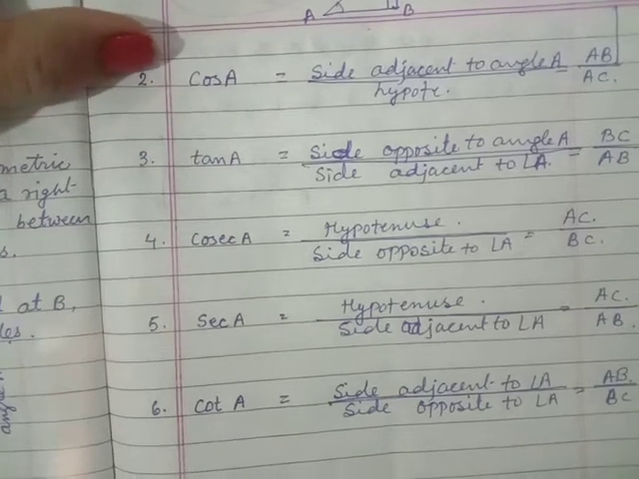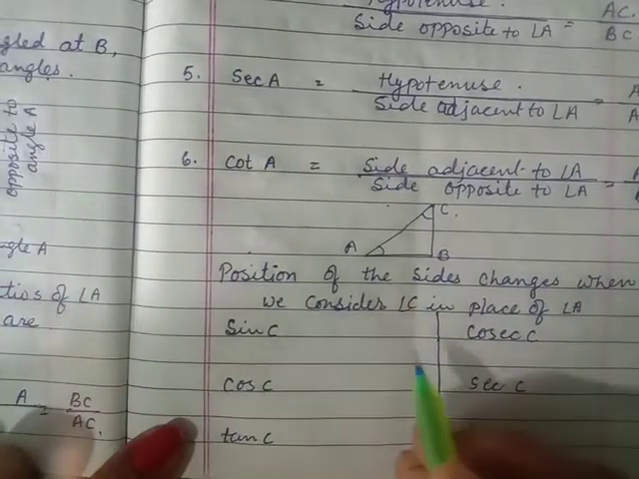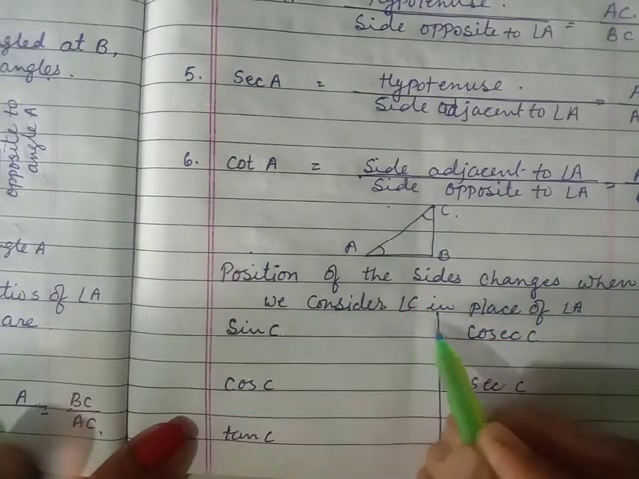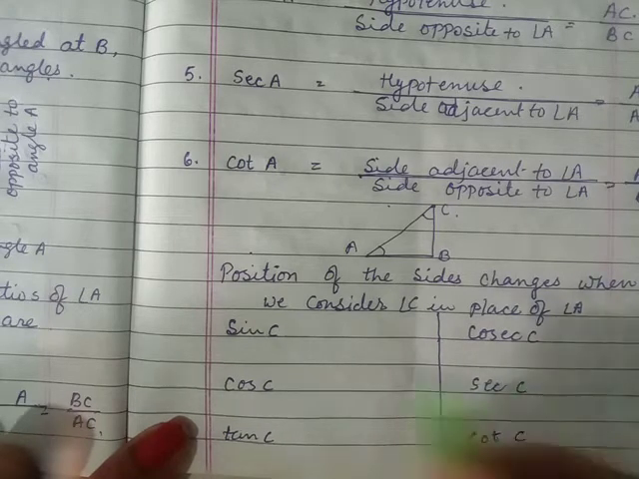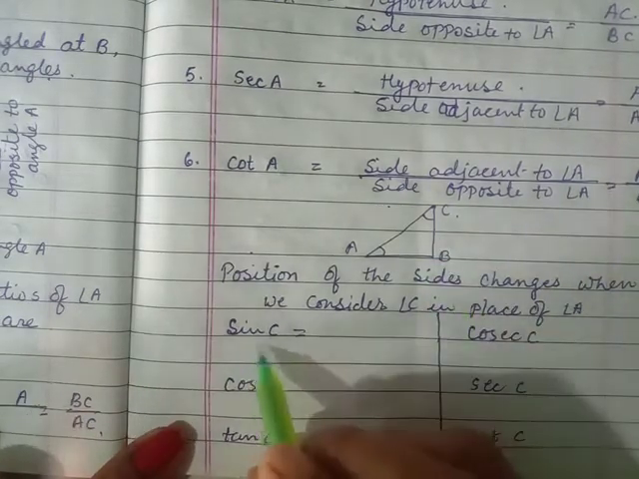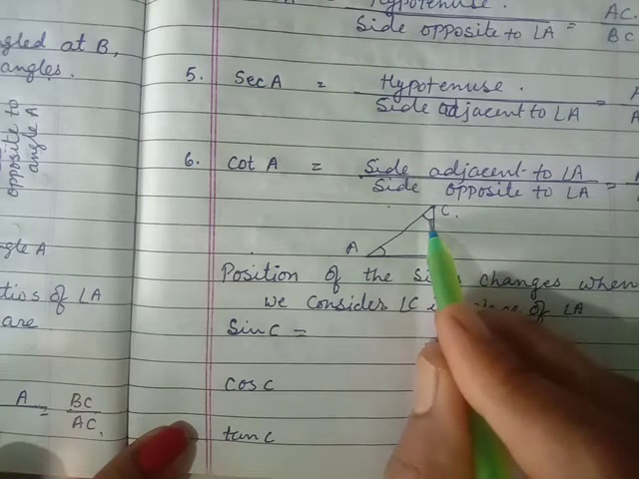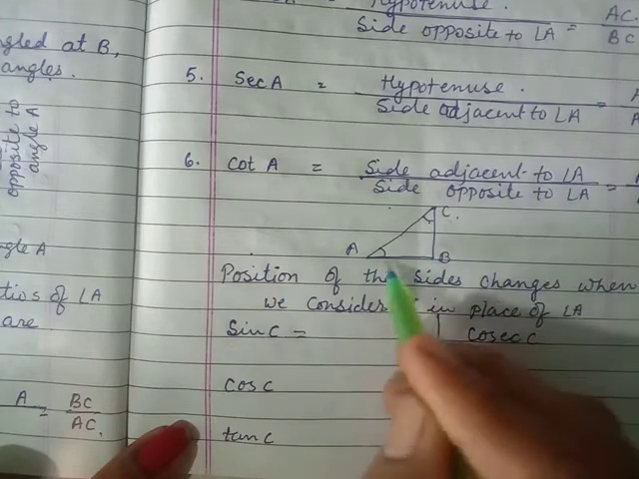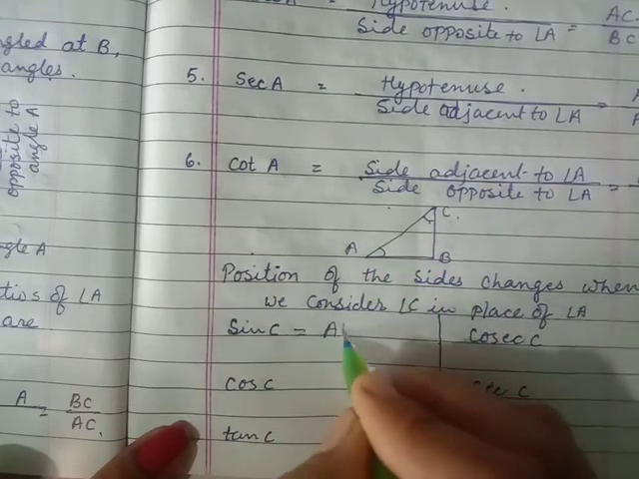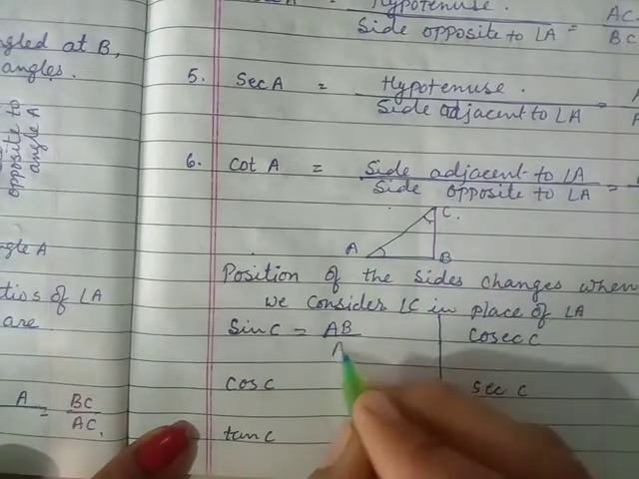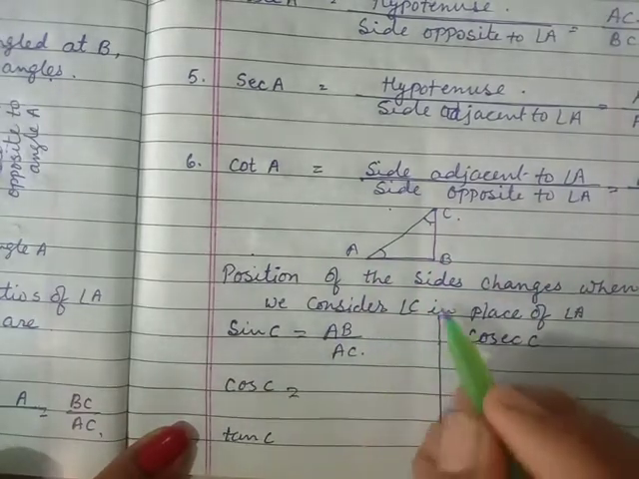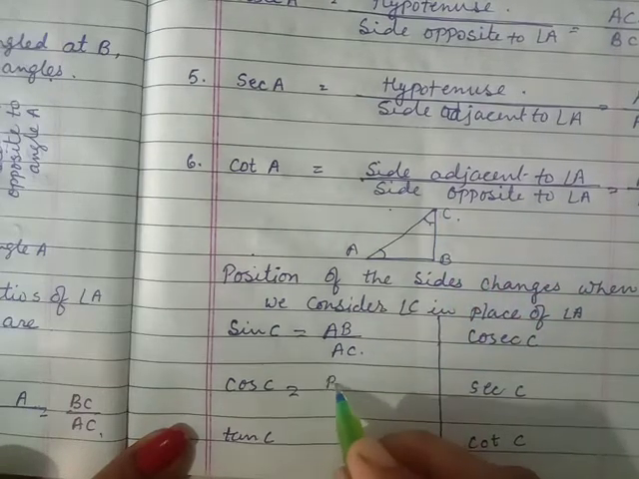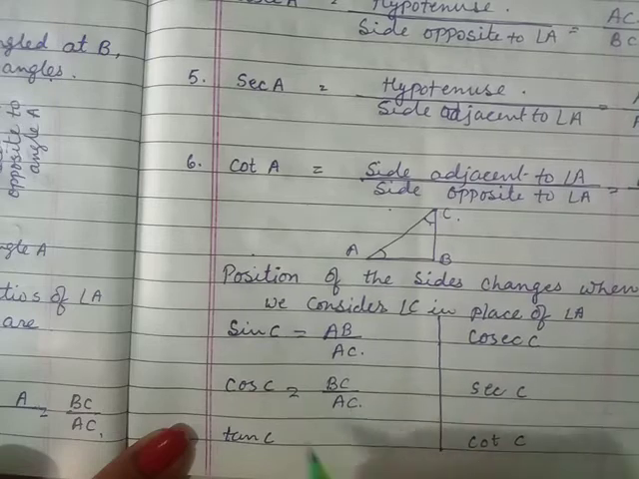Got it? Now see what happens when the angle changes: the position of the sides changes when we consider angle C in place of angle A. Now we have to consider this angle C. So what is sine? Sine is the side opposite to angle C, which means AB upon hypotenuse AC. Cos is the side adjacent to angle C, which means BC upon AC.